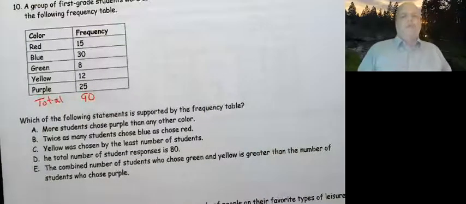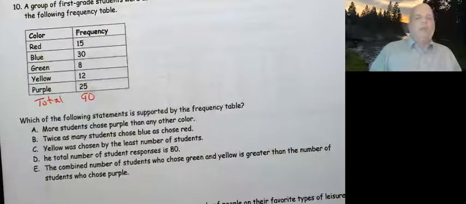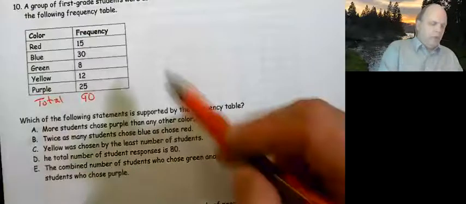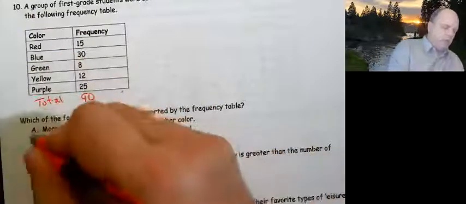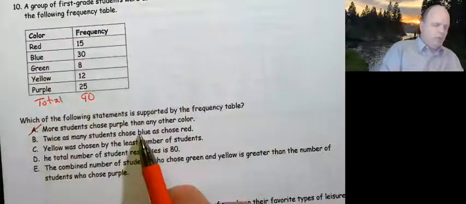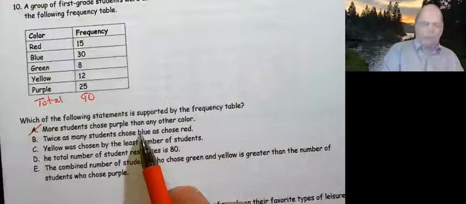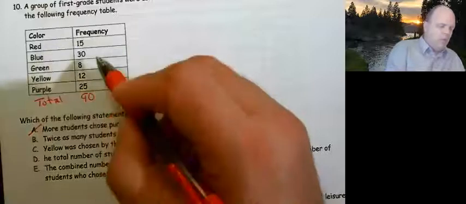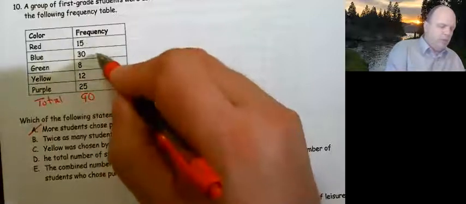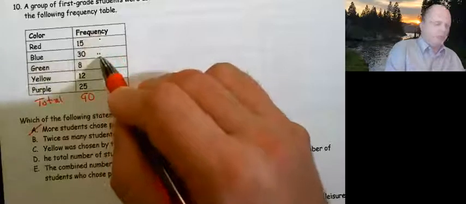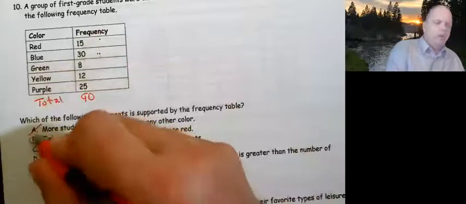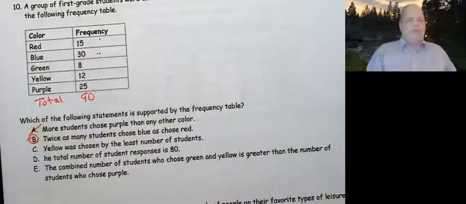So which of the following statements is supported by the frequency table? More students chose purple than any other color. Well, how many chose purple? 25, but someone chose that, so that's wrong. Twice as many chose blue as red. Well, how many chose blue? 30, 15. You know what? 15 times 2 is 30, so this is true. I like B for my answer choice.